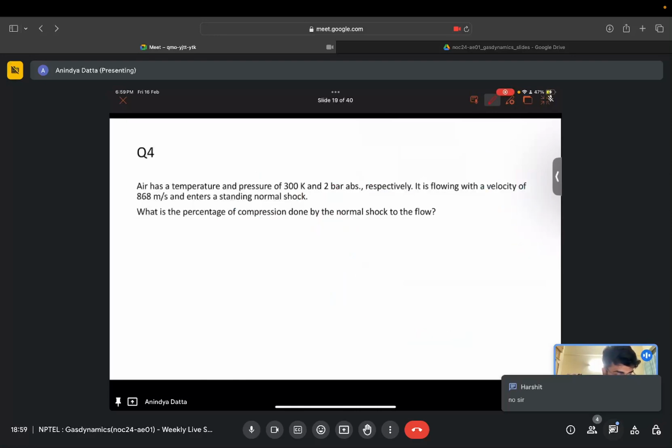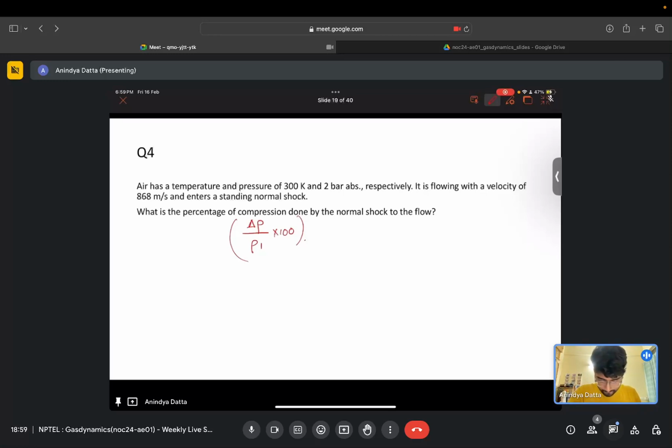Okay, question 4. Air has a temperature of 300 Kelvin and is at 2 bar absolute pressure. It is flowing with a velocity of 868 meter per second and enters a standing normal shock. What is the percentage of compression done by the normal shock to the flow? When we say compression, we generally mean the density ratio, right? So percentage of compression is generally represented by delta rho by rho 1 into 100. This is what we need to find out.